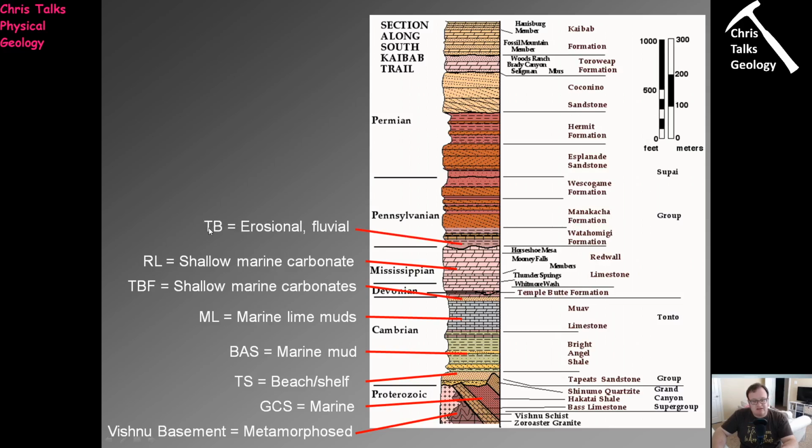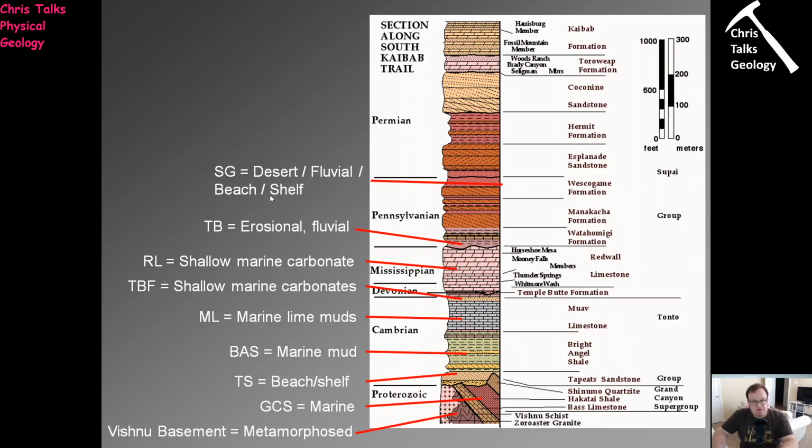Okay, so next we have the Supai Formation over here, and to begin with we're going to start with a sequence of erosional and fluvial rocks. So fluvial of course means river. So at the bottom of this sequence here we have ourselves a pile of river rocks. So we're now above sea level, and the area is now covered by large rivers.